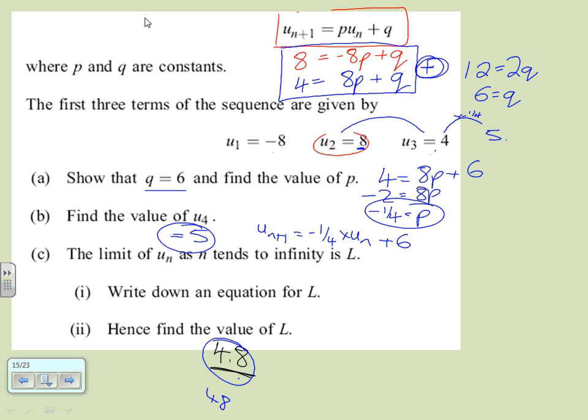So where we are now and where we are next time are both exactly the same. And so as they're both exactly the same, we can call them both L. So it's L equals minus a quarter L plus 6. This is the equation that they're asking you to do here. If you add a quarter L to both sides, that gives us 5 quarters of L equals 6. Times by 4 and divide by 5 gives you L is 24 divided by 5, which is 4.8.